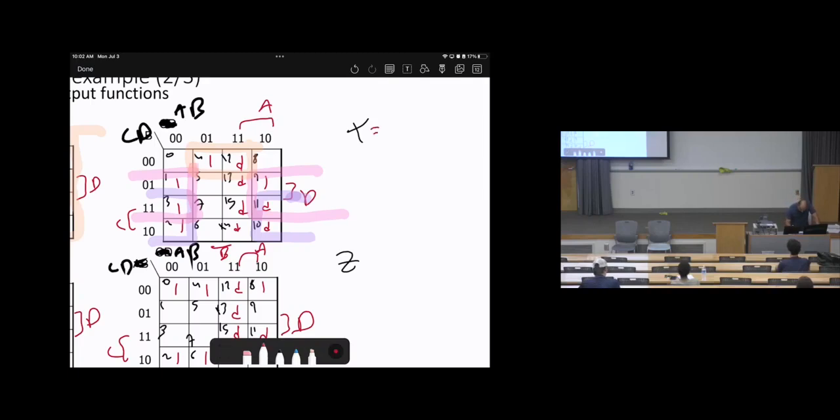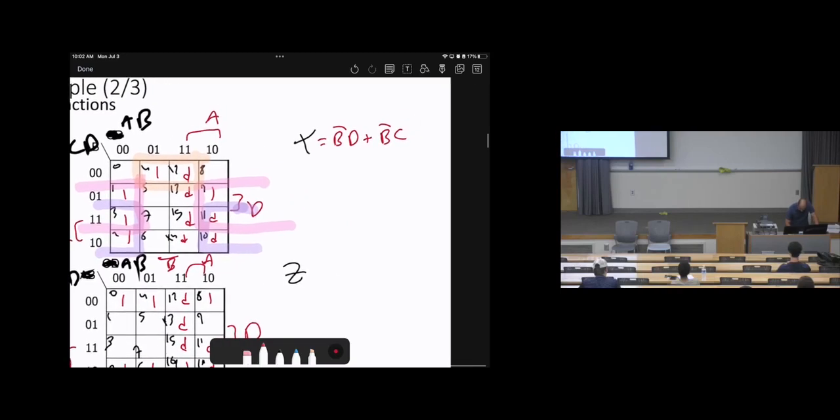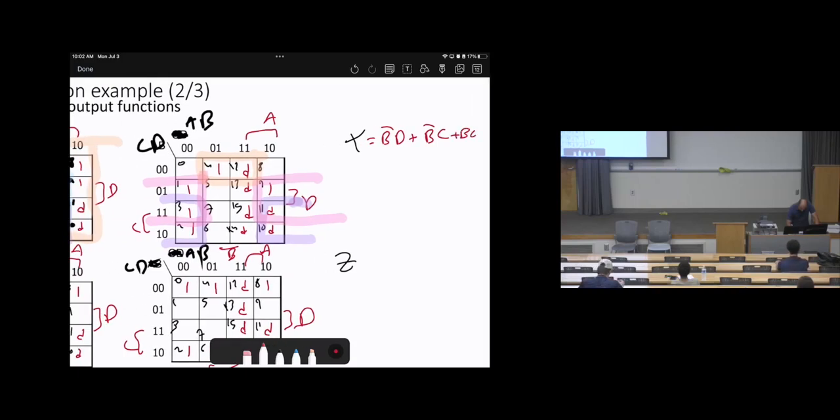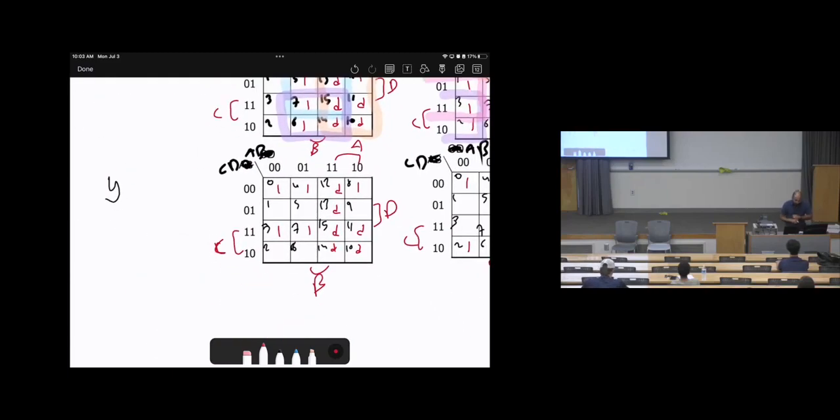So let's look at the pink loop. It will be between D and B bar. So B bar D. This is in pink. How about in purple? Between C and B bar. So plus B bar C. How about the orange? The one in orange, 3 variables, which will be B, C bar, D bar. Okay? Does this make sense? Let's go to variable Y.